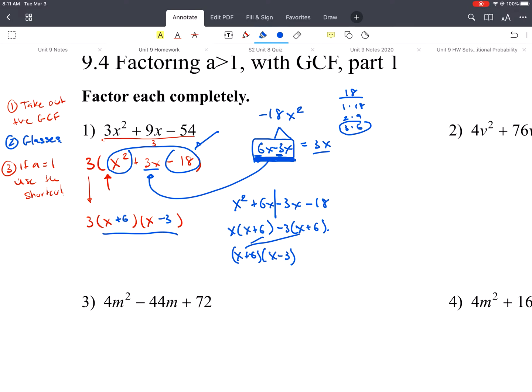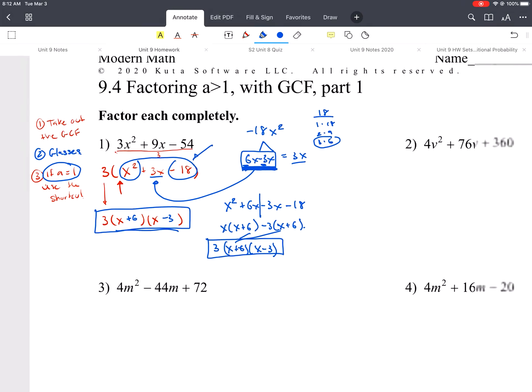And then again, you need to write down the greatest common factor that we took out, which is the 3. So either way, you'd end up getting the right answer. It just depends on if you want to do grouping or not. Okay? And again, this only applies if A is 1. So you'll have some later in this homework where you won't be able to do the shortcut. So make sure you don't do the shortcut when you're not supposed to.